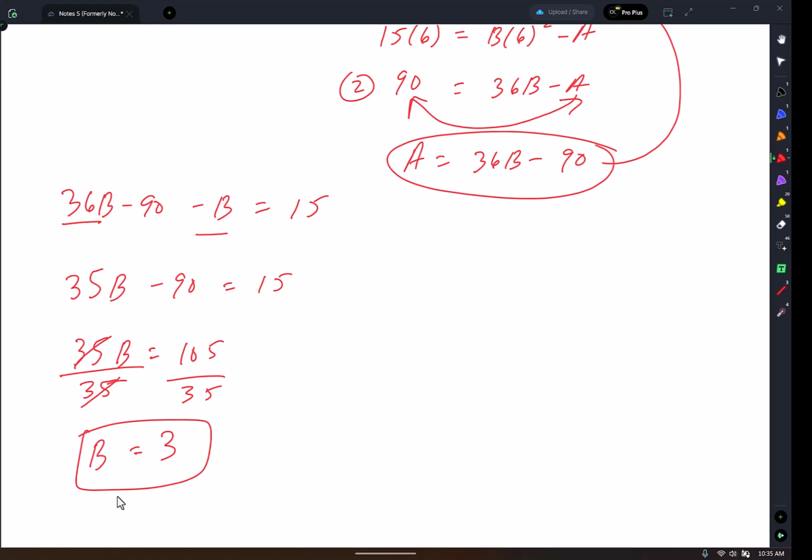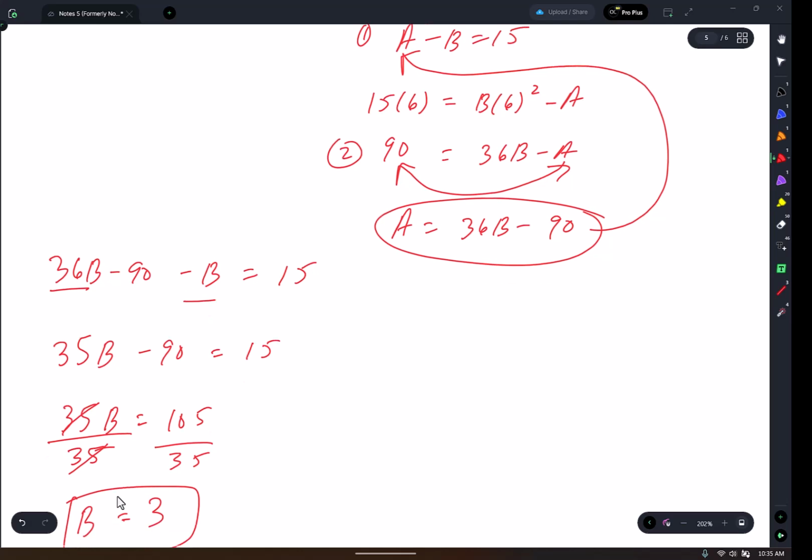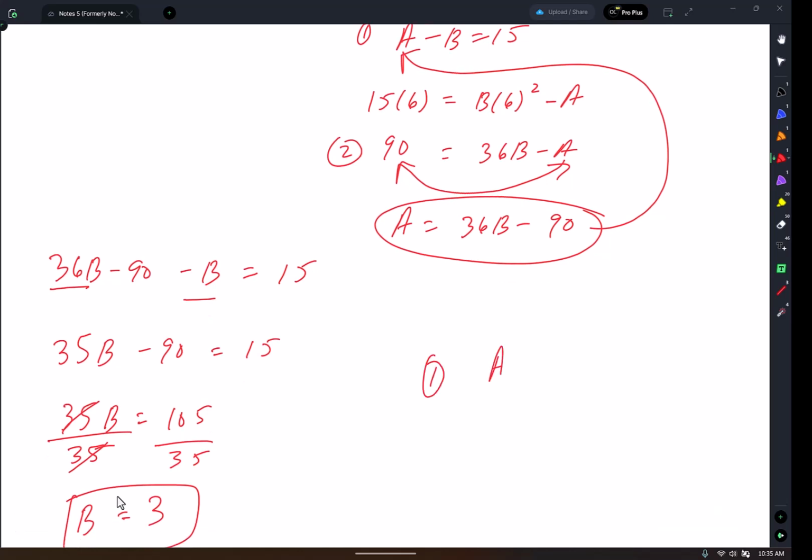Now that I know what b is, can I solve for a? It does not matter which one you use. As a matter of fact, I'm going to use equation 1. a minus 3 equals 15. So add 3: 16, 17, 18. There we go. You would have gotten the same answer if you would have used the other equation.